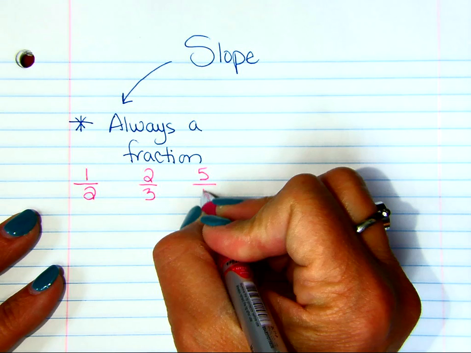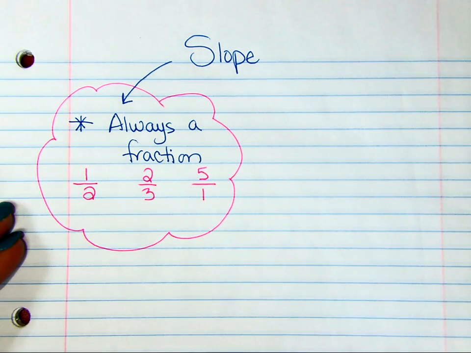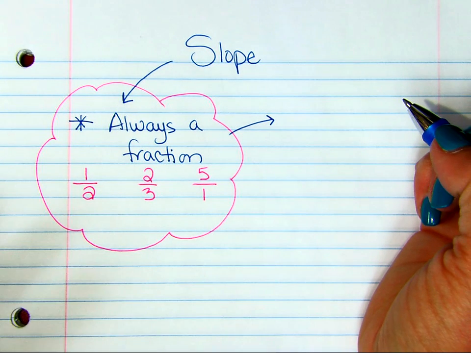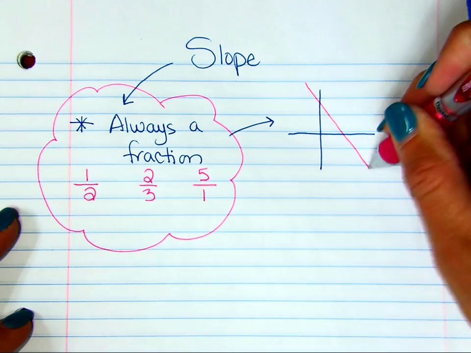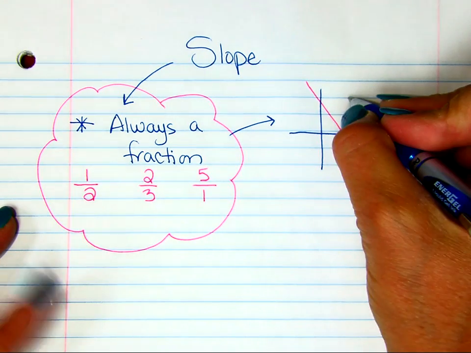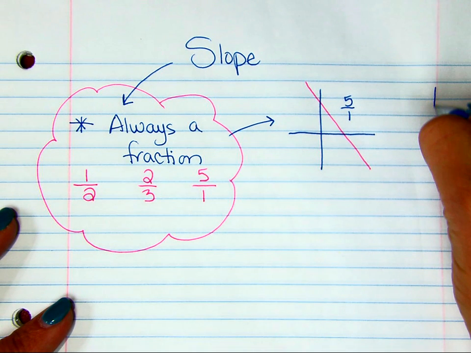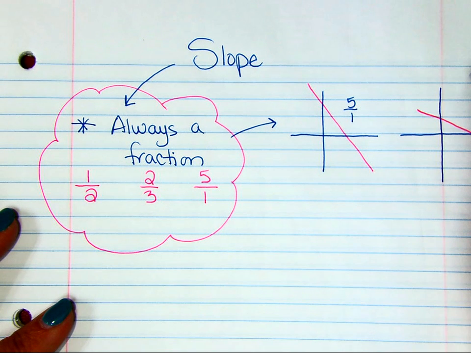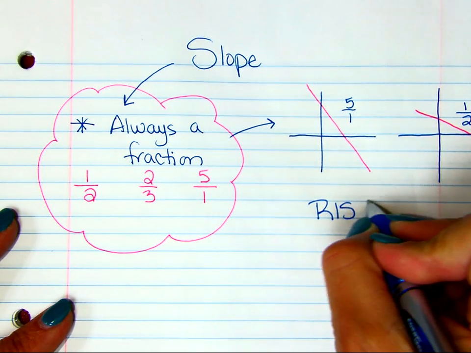Now, the reason slope has always got to be a fraction is because it's describing the steepness of a line. So if a line is really steep, it's like a black diamond if you were skiing, and it would have a very large slope like 5 over 1. If your slope was like the bunny hill, it would probably have a very small slope like 1 over 2.